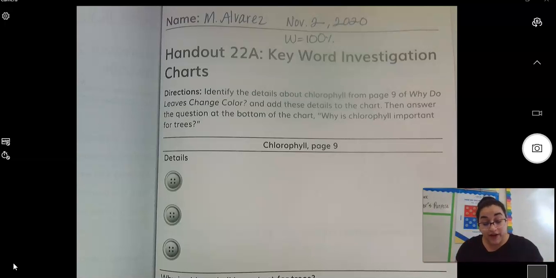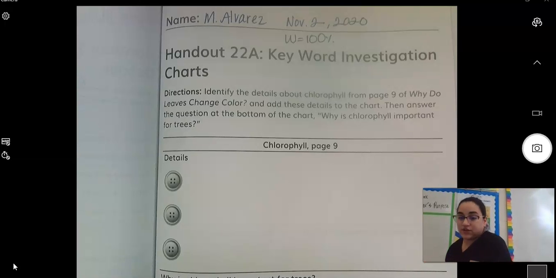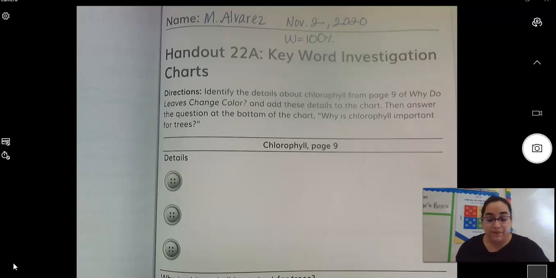So to become experts on change, we are going to be rereading sections of this book. We are going to be rereading sections of this book. And the reason why we're going to be doing that is because we want to make sure that we understand how the leaf is changing and what happens to the leaf for it to change.